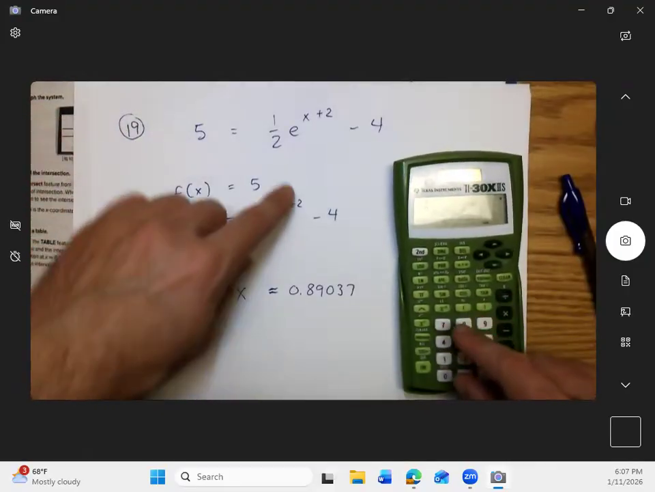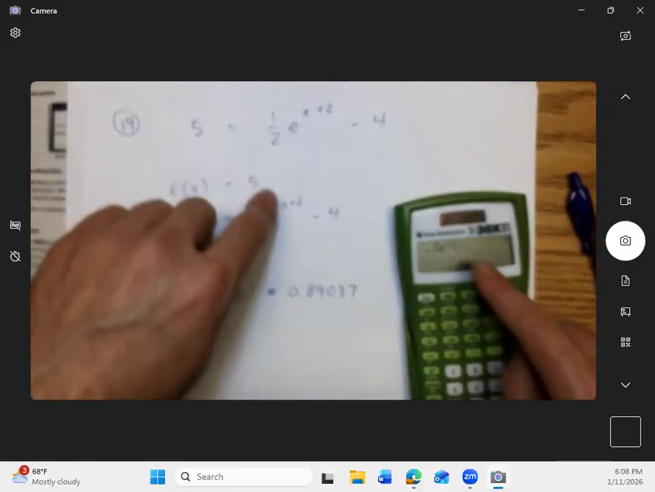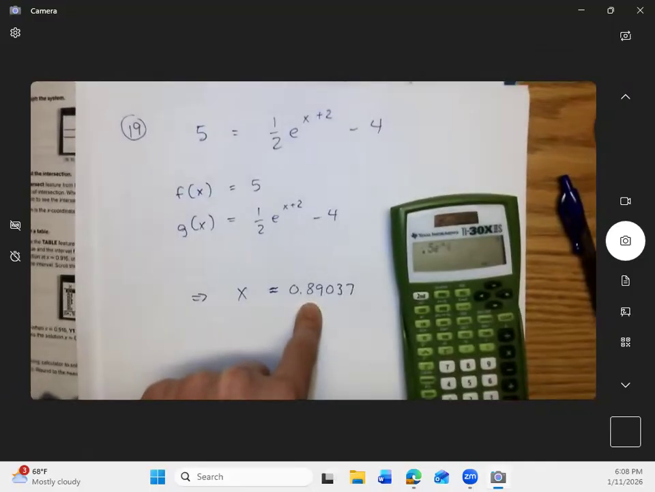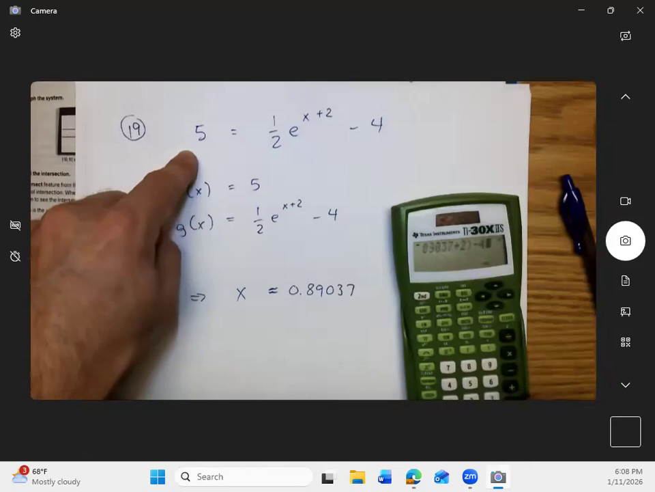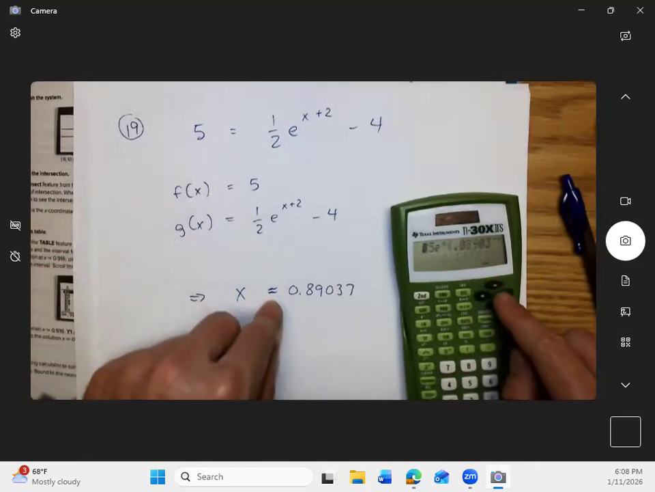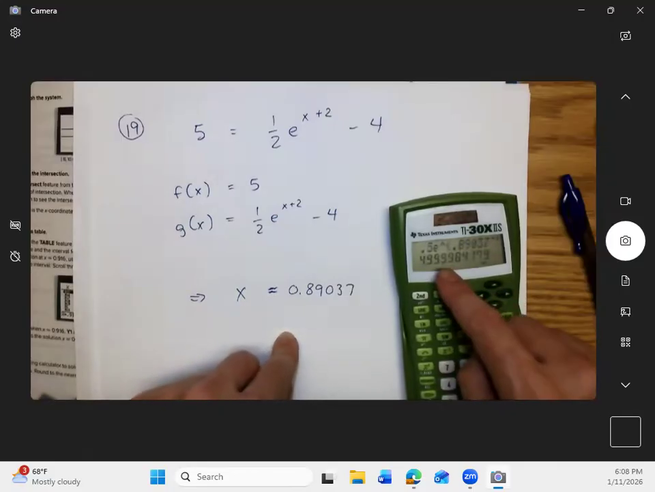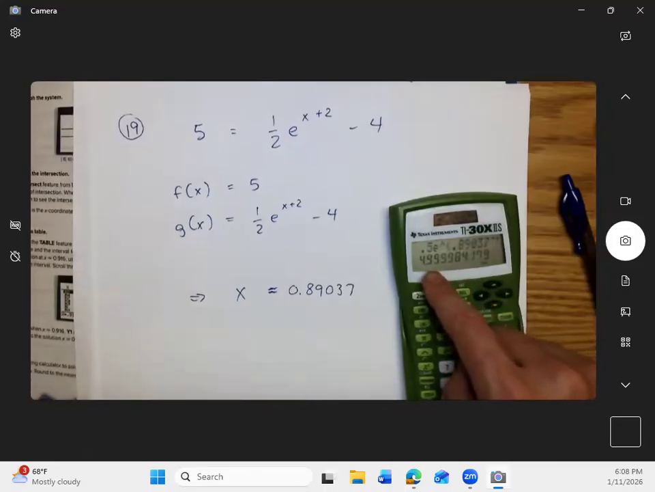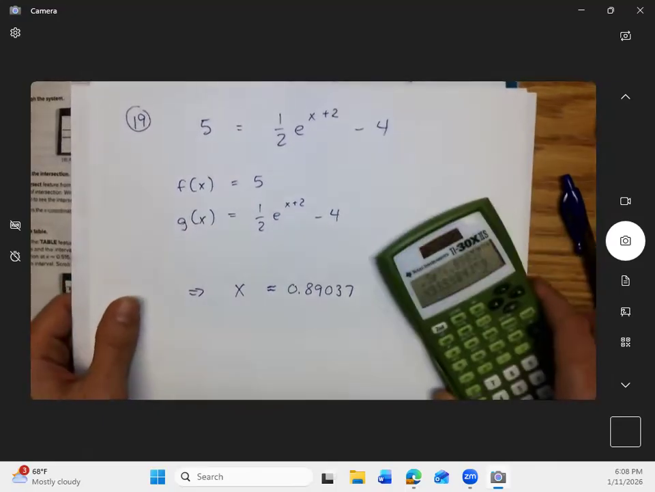So, okay, we're going to find it. Let's do 0.5 for half, times e to the power of x plus 2. That's 0.89037 plus 2, and then close parenthesis, and the whole thing minus 4. Let's see if I get something very, very close to 5. Oh, whoops, got an extra 0 in there. Get rid of that. There you go. 4.9999. Oh, okay, that's basically 5. We're good.